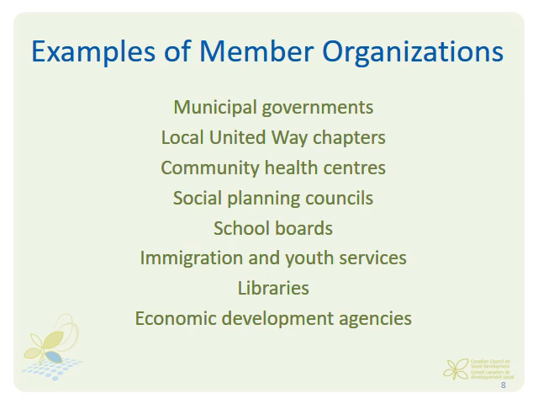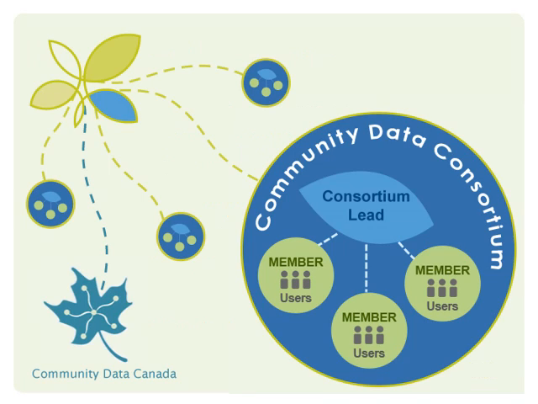Each consortium is comprised of some combination of municipal governments, local United Way chapters, community health centers, social planning councils, school boards, immigration and youth services, libraries, economic development agencies, and a variety of other community sectors. Each data consortium has a consortium lead which connects to member organizations that have users. The Community Data Program is a national consortium of over 20 municipalities and more than 1,000 non-government organizations nationwide.